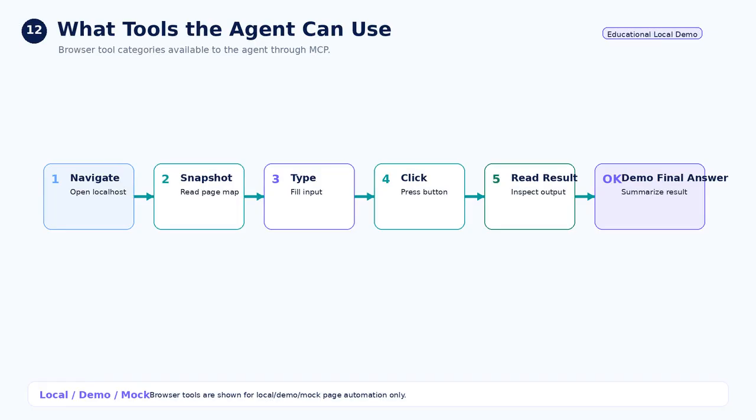From there, the next practical step is what tools the agent can use. After the server starts, the agent can use browser-related tools. Typical actions include navigation, snapshots, typing, clicking, and reading page state. The agent does not need to guess from a screenshot first. It can inspect structured page information and then choose the next action. This creates a loop: inspect, act, inspect again, answer. That loop is the foundation of browser automation for AI agents.